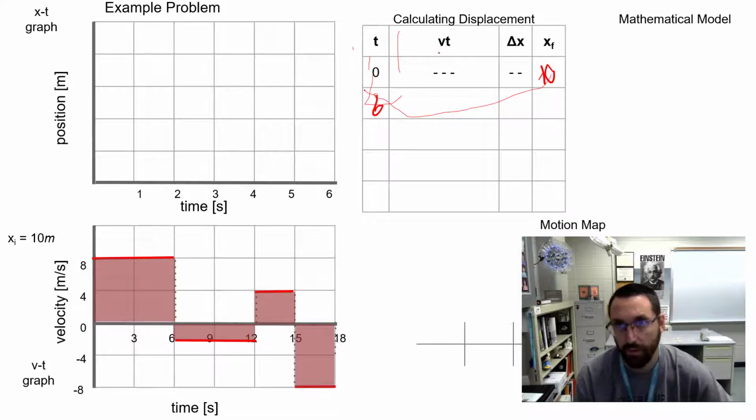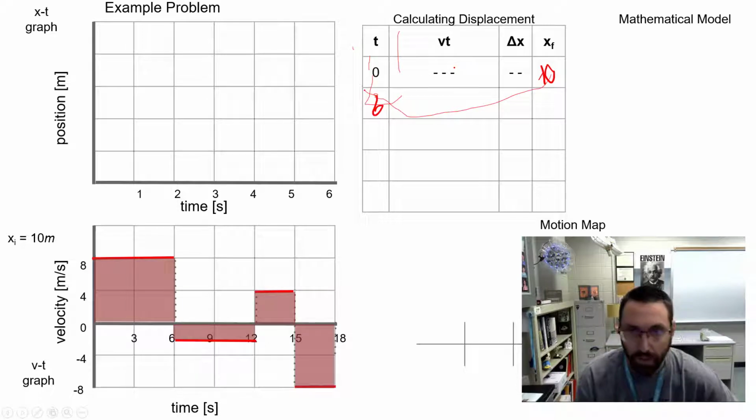So I'm going to use that other formula I talked about, the velocity multiplied by the time. So velocity was 8 meters per second. And for this section of time, it was from 0 to 6, so that's 6 seconds of this time. 8 times 6 is 48. So we've gone positive 48 from 10, so that puts us at 58.